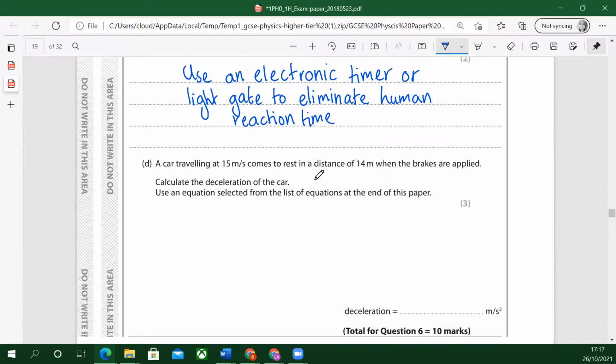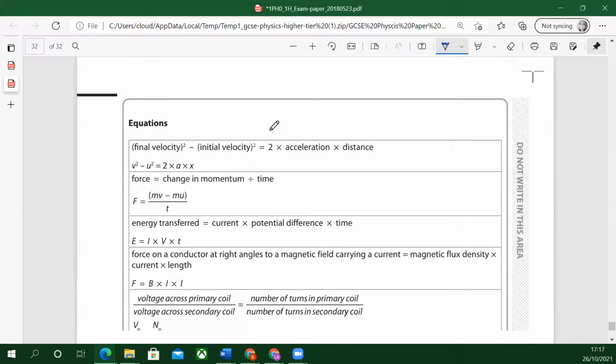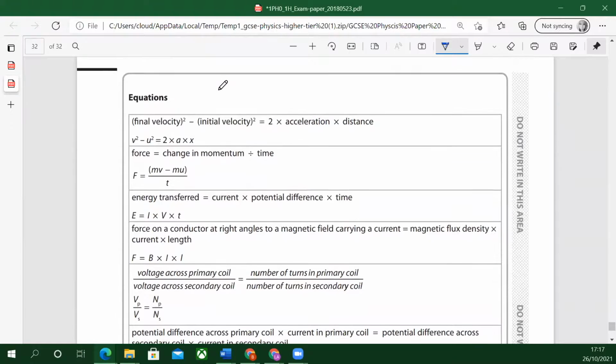Okay. A car traveling at 15 meters per second comes to rest in a distance of 14 meters where the brakes are applied. Calculate the deceleration of the car, using equations selected from the list of equations at the end of this paper. Let's go to the end, so it's the last page. So final velocity, so it's anything with movement. Final velocity squared minus initial velocity squared equals 2 times acceleration times distance. So it's this one, v squared minus u squared equals 2ax.